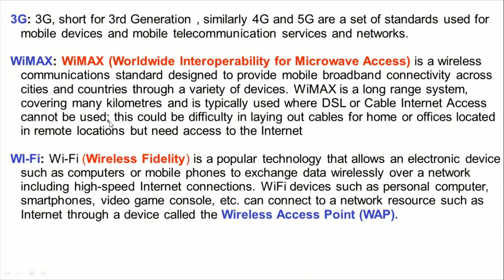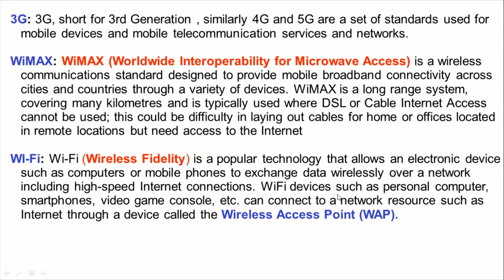The range of Wi-Fi is a few meters, whereas the range of WiMAX is many kilometers. So WiMAX can be used to provide internet connectivity across a wider range as compared to Wi-Fi. Wi-Fi is wireless fidelity. It's a popular technology which we are using in our home also to connect computers or mobile phones to exchange data wirelessly over a network, including high-speed internet connections.